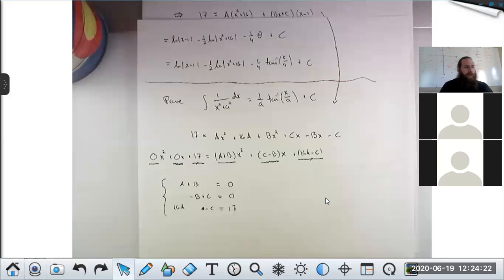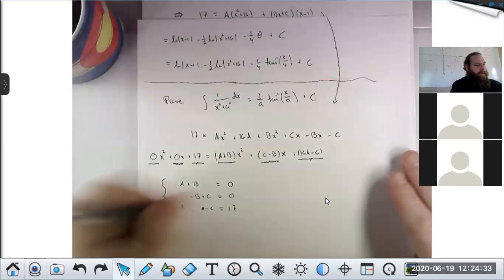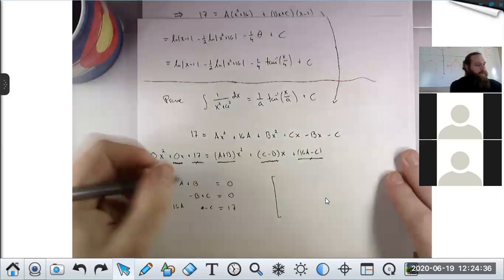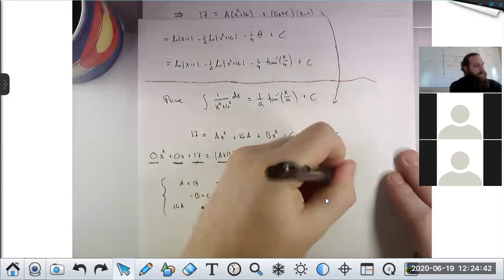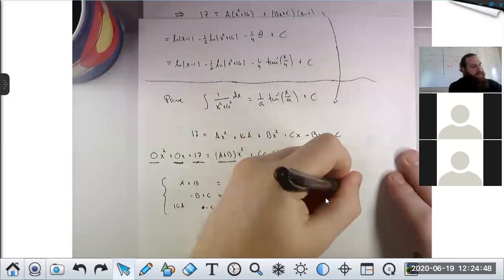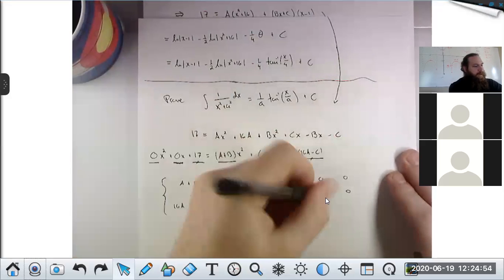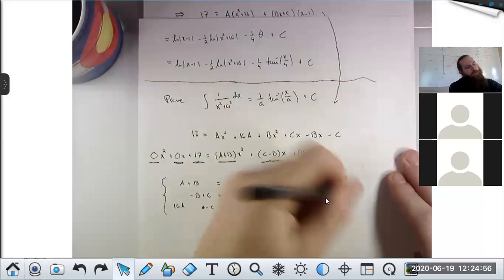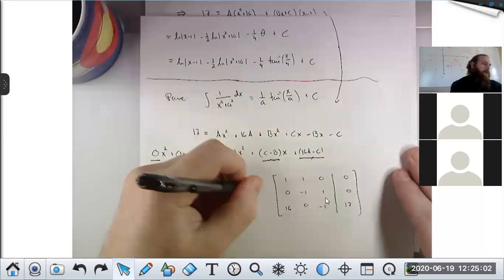The Heaviside method and these other tricks I've shown you are just tricks to speed up the process. So if I needed to solve that system, I would think of it as the matrix 1, 1, 0, 0, 0, negative 1, 1, 0, 16, 0, negative 1, 17. So this is the augmented matrix for that system. And then row reduce.